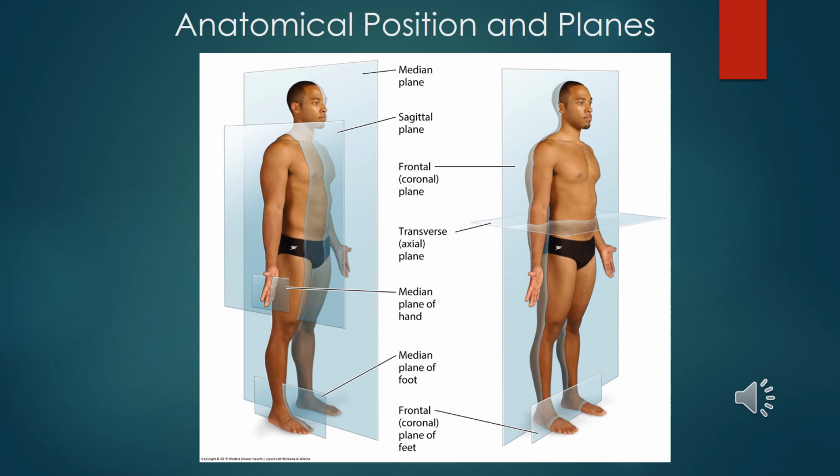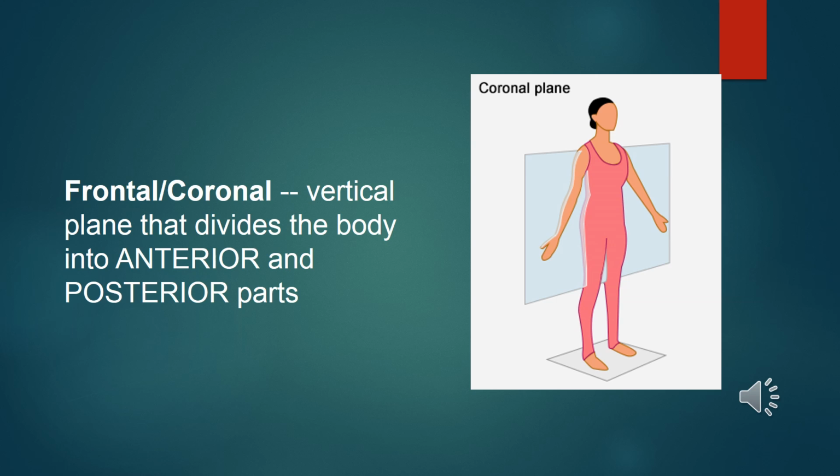This is anatomical position, when you are standing with your feet spread apart and your palms anteriorly supinated, which is palms facing forward. This is the frontal plane. The frontal plane divides the body vertically into anterior parts and posterior parts. Anterior is the front of the body, posterior is the back. It can also be referred to as the coronal plane.